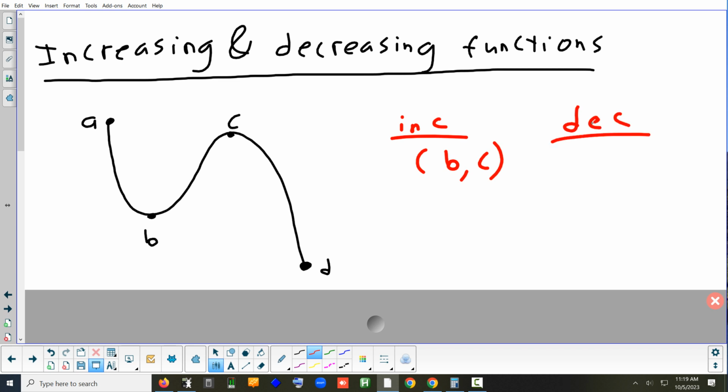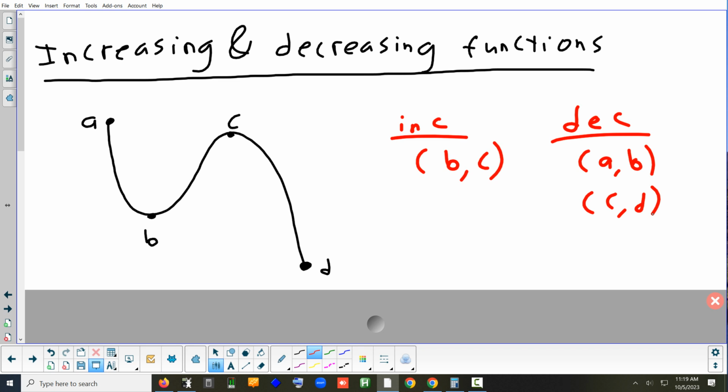How about where is it decreasing? Yep, A to B and C to D. It's decreasing as you go from A to B, and then again from C to D. So how would you figure that out in a graph? Well, you'd do second calc, minimum or maximum, and you'd find those values, and then we would write them down.